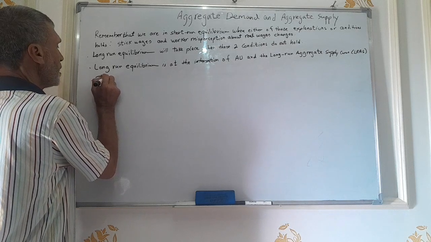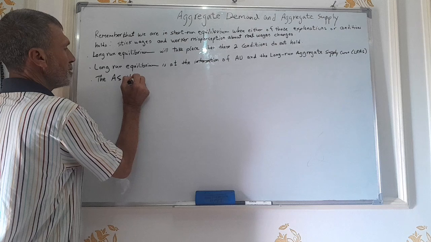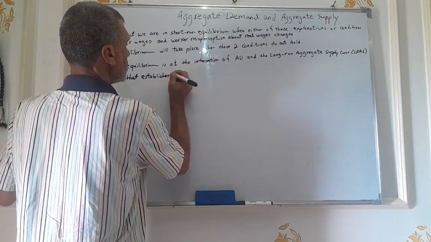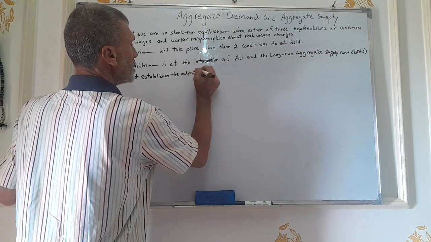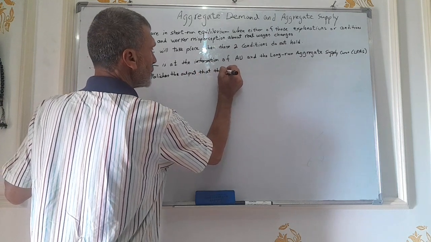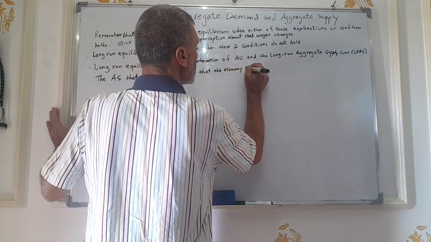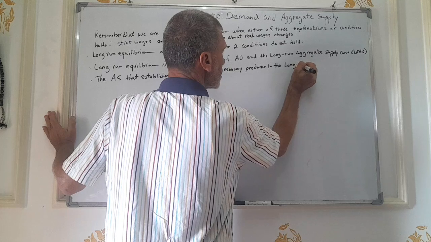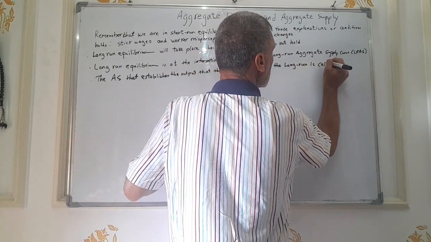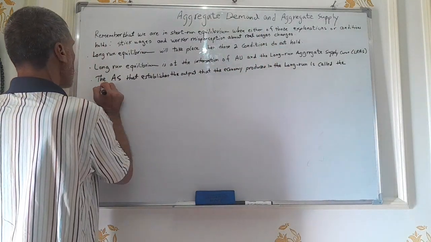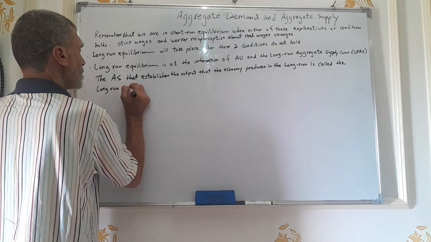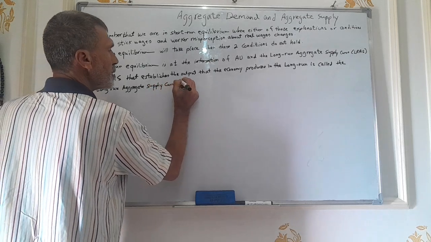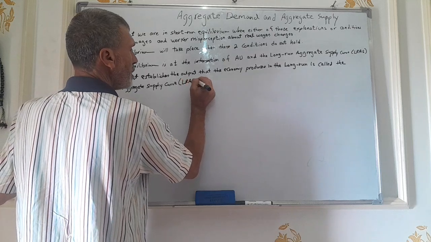So the aggregate supply that establishes the output that the economy produces in the long run is called the long-run aggregate supply curve.